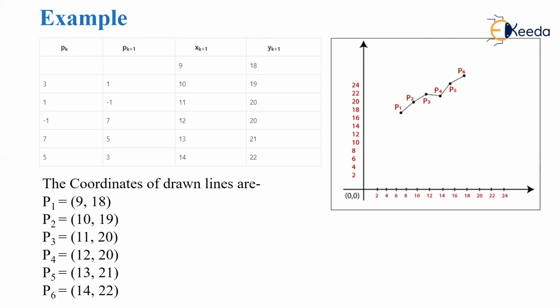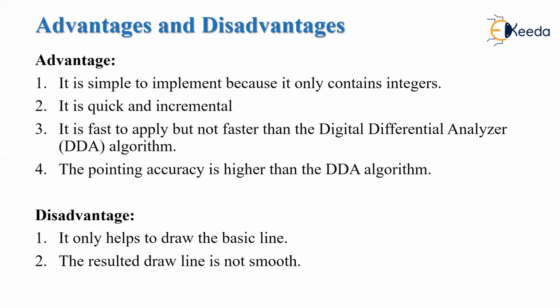Now let's see the advantages and disadvantages of the algorithm. This algorithm is simple to implement because it contains only integer calculations. It is quick, and we find the pixels in an incremental order. It is quite fast to apply, but it is not faster than the DDA algorithm. The plotting accuracy is higher than the DDA algorithm. That is one of the advantages.